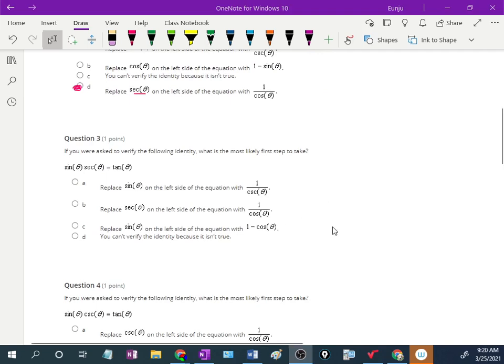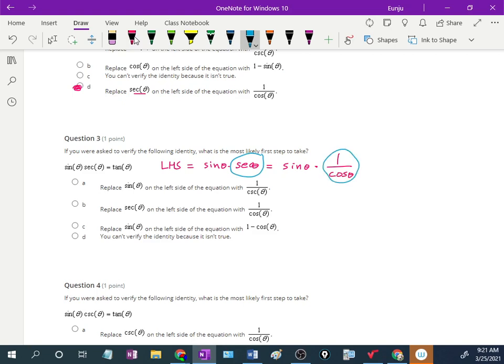Let's see the question. Sine theta, secant theta is going to be equal to tangent theta. So let's see. What would you like to do on this one? So let's say left-hand side. Sine theta, secant theta. So we know the definition of the secant theta from reciprocal identity. So let's replace it, okay? That is 1 over cosine theta. So this is what I did first, all right? And then next step will be, okay, put them together, sine theta over cosine theta. What is that? That is tangent theta. Is that right-hand side? Yes, so we can finish the proof, okay?